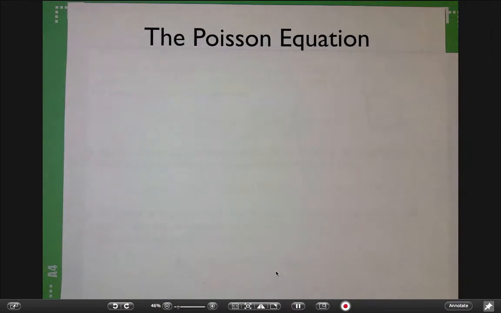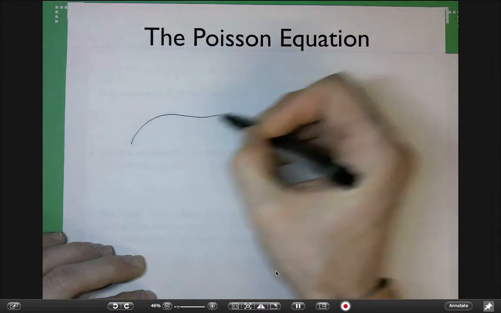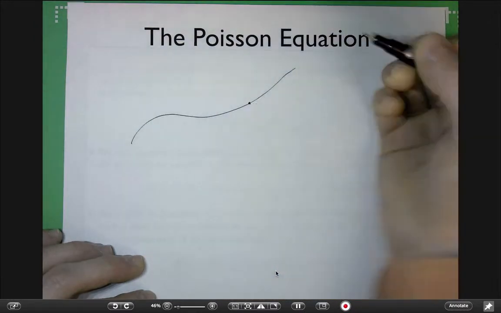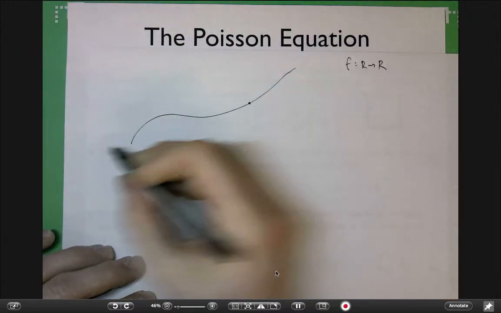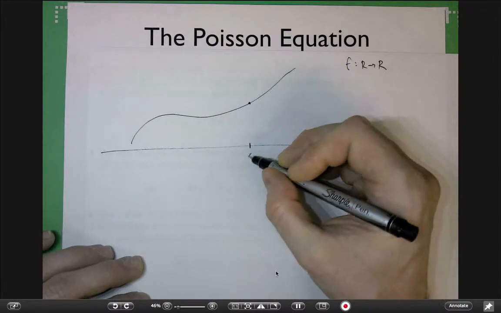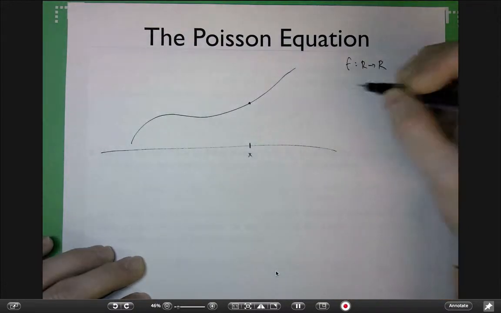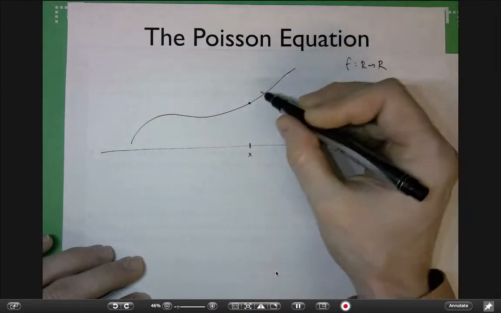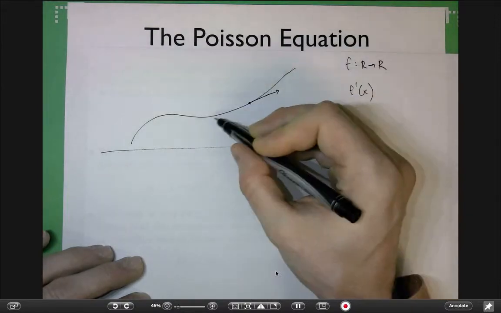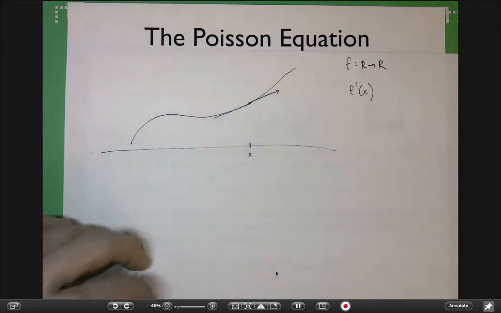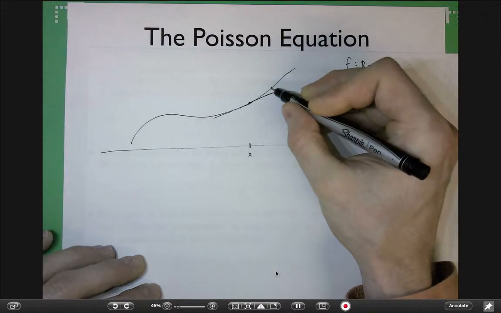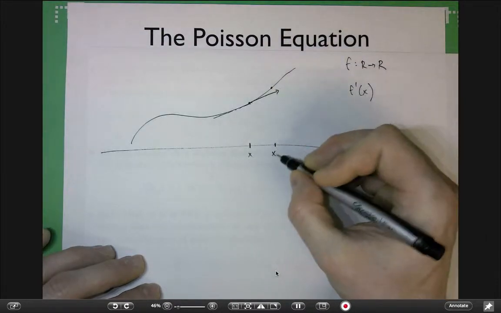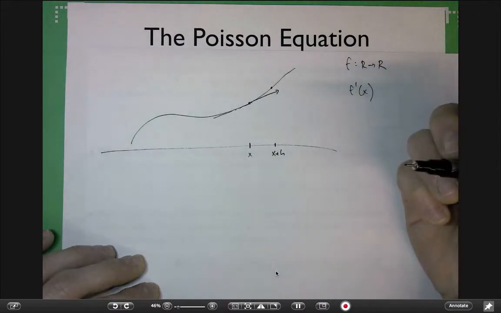So I guess it's best to start with the first derivative, right? If I have some function f from R to R, and I have some point on that function, say x, then the derivative of f at x is the slope of the tangent line to the function, right? And how I compute the derivative, I look a little bit to the right, so I do x plus h, where h is something presumably small, right?